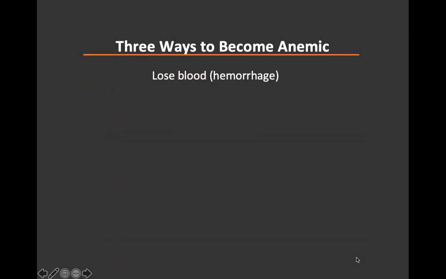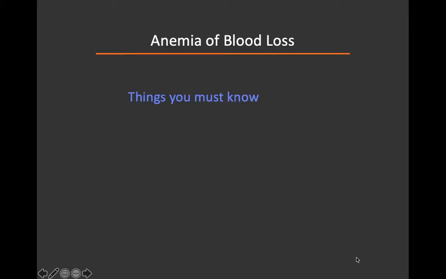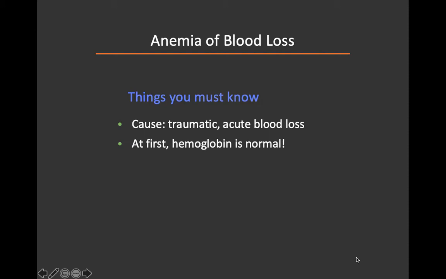All right, so let's talk about the first of the 3 ways to become anemic, which would be loss of blood due to hemorrhage. A couple of things that you need to know is that typically this is due to a trauma. So some kind of trauma is going to occur, and you're going to have acute blood loss. Now, you can also have blood loss that's chronic, so we'll talk about that in just a second. But with acute blood loss, at first, hemoglobin levels are typically going to be normal.